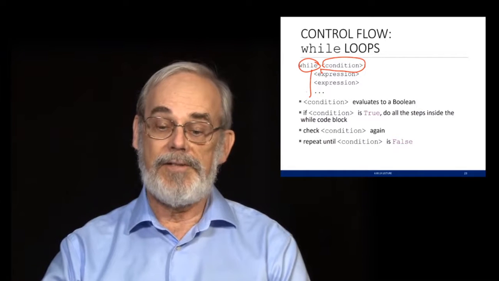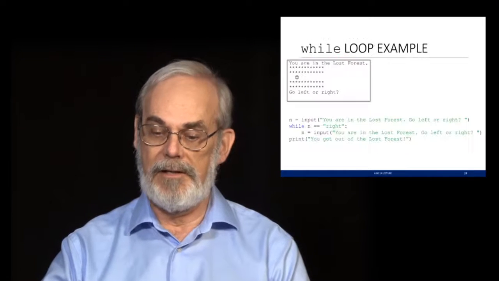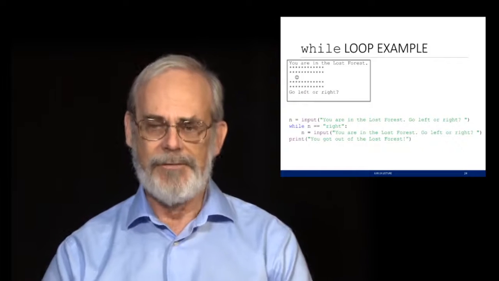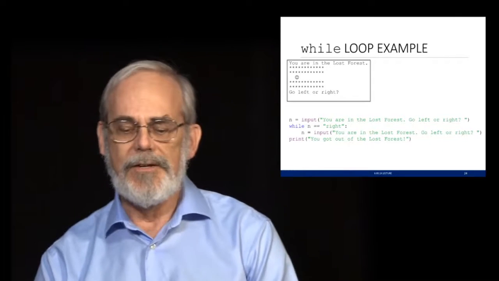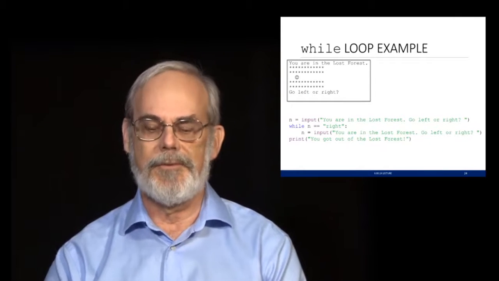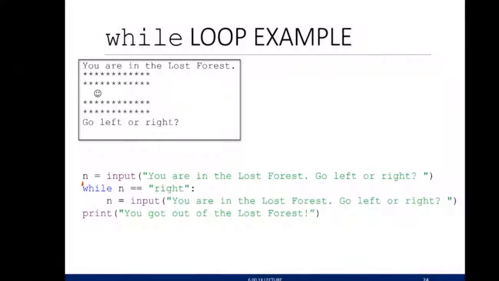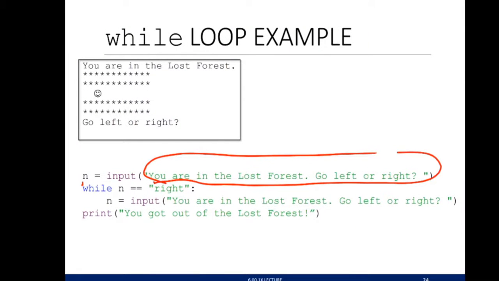All right, how might I use that to do something a little more interesting than trying to get out of the woods? Well, first of all, let's fix the woods. Here's a nice little piece of code that will do that for me. The first one says, input based on this prompt an instruction, left or right. So n is going to be either the word left or the word right. Notice what the while loop says. It says if n is equal to the string right, then I'm going to execute this block of code, which simply again says, you're in the lost forest, go left or right.